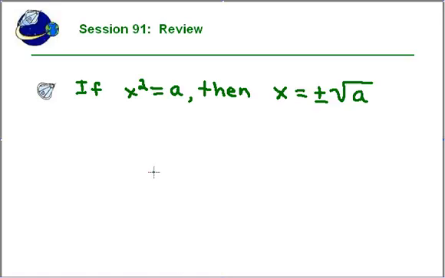And lastly, as a quick review, if you have x squared equaling a, then x is going to equal plus or minus the square root of a. And solving quadratic equations by taking square roots is actually a pretty beneficial strategy to use. Okay, that'll finish up session 91.